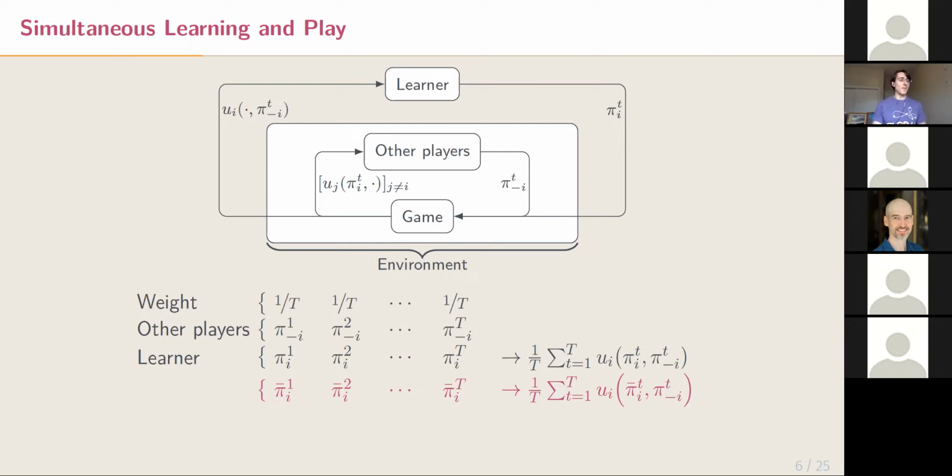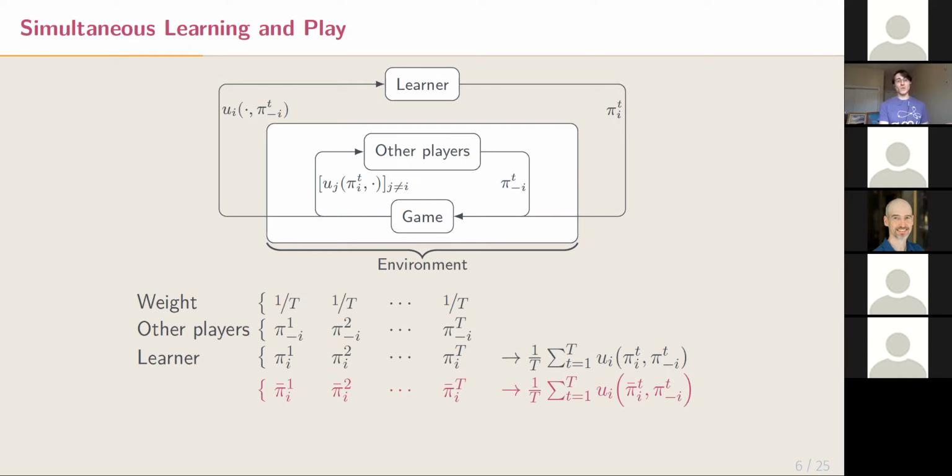Another problem, though, that we've run into is that if we don't restrict the way these baseline strategies can be produced, this baseline could be extremely unrealistic. So these baseline strategies could in fact be best responses to the strategies that the other players will play on the next round. So it would have to know the future. And this is really unreasonable.